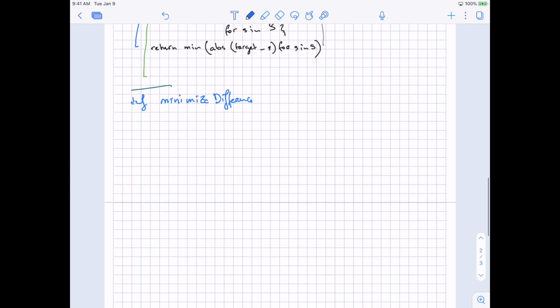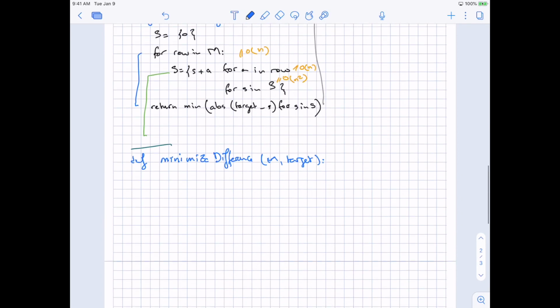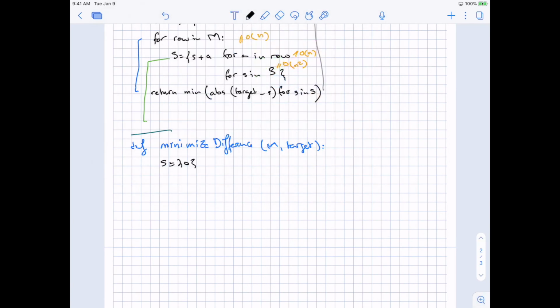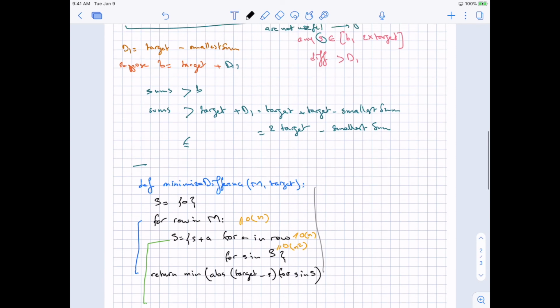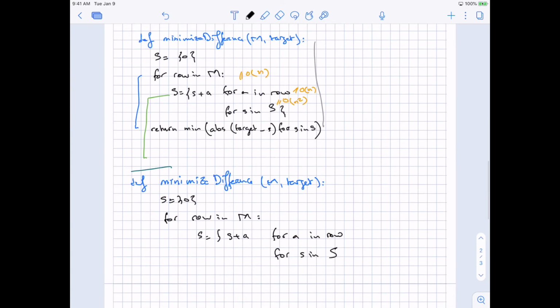And so we'll take M and target. Okay, so these ones stay the same. S is still equal to 0, and then we still need to go through row. And then we do S is equal to same thing that we had, for A in row, for S in S. But we take this value only if we know it will work. So only if it's not bigger than target plus D1, which means only if it's smaller or equal than that value.